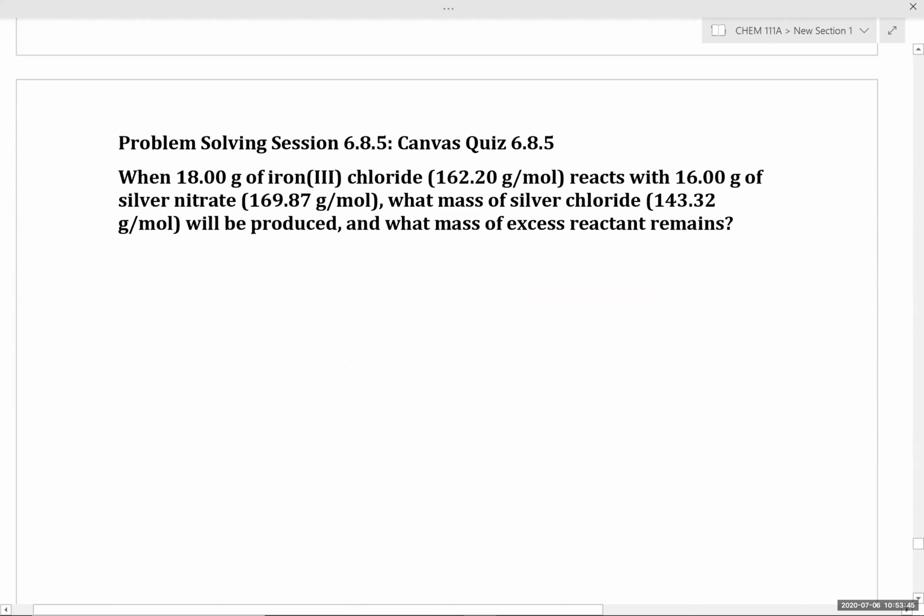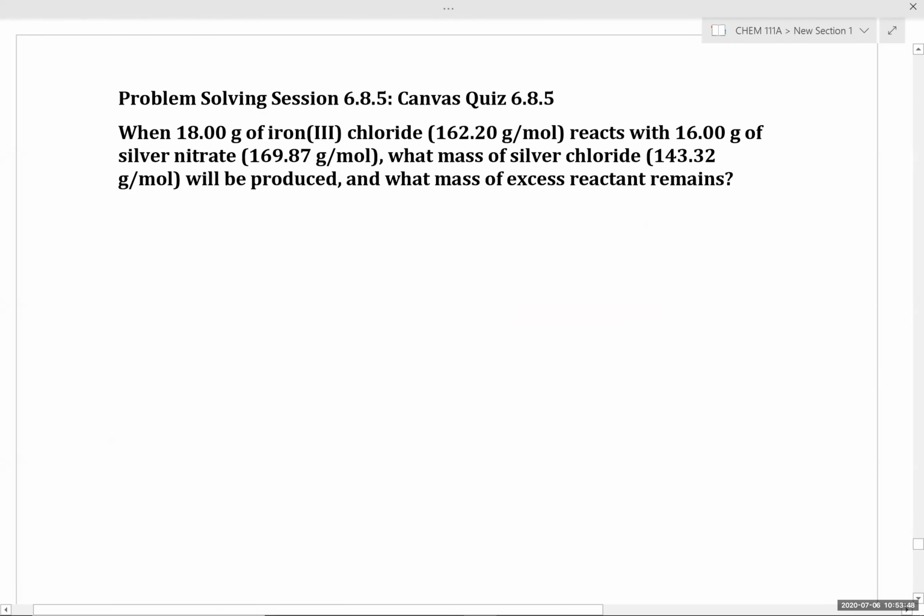And let's look at the following example where we have the reaction between iron 3 chloride and silver nitrate. I'd like you to write out the balanced equation. I'd like you to tell me what mass of silver chloride will be generated from this reaction and what mass of excess reactant remains at the end of the reaction.